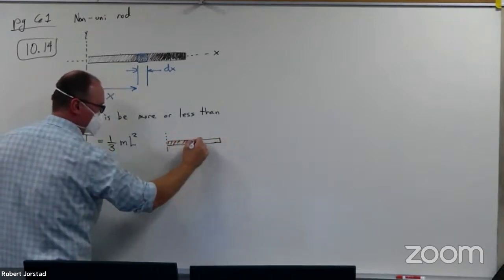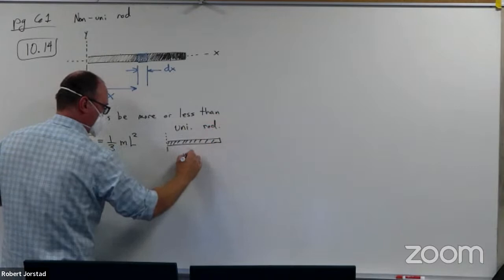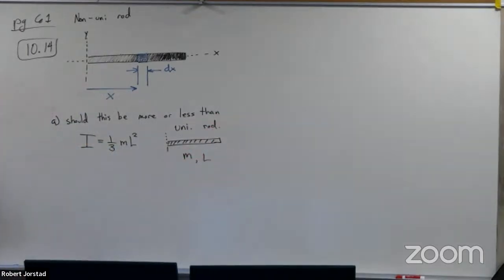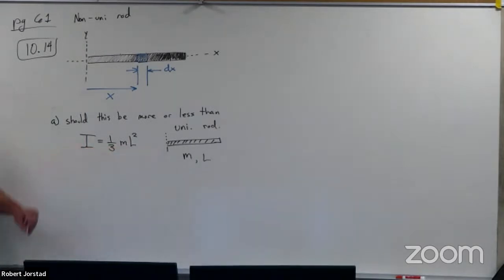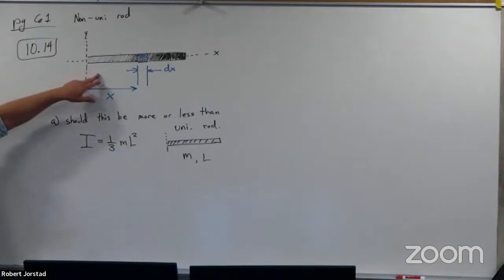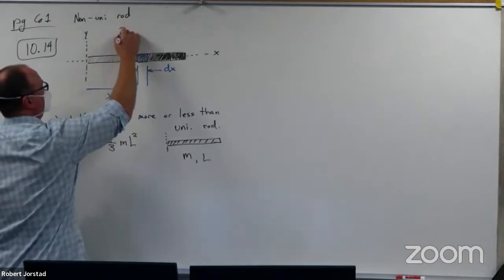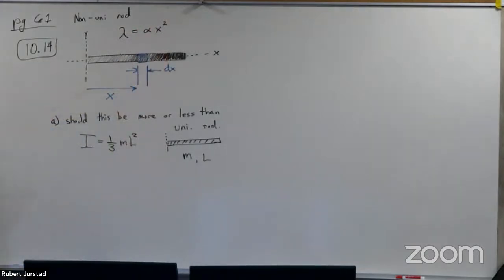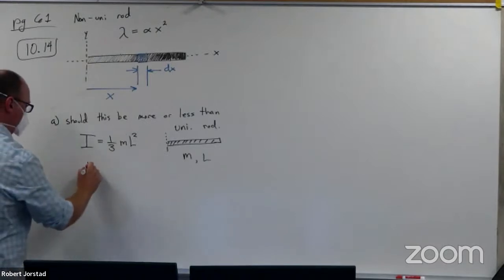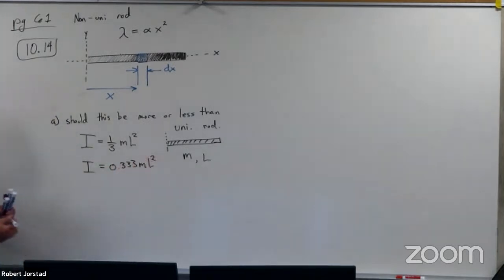A uniform rod of mass M and length L rotated about the end, not the center, the end would have a 1/3 ML squared. When you look at this, if this is non-uniform with a density given by lambda equals alpha x squared, do you think the moment of inertia should be bigger than or smaller than this value, 0.333 ML squared? What's your gut tell you?